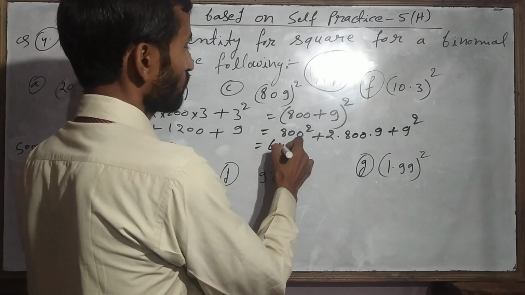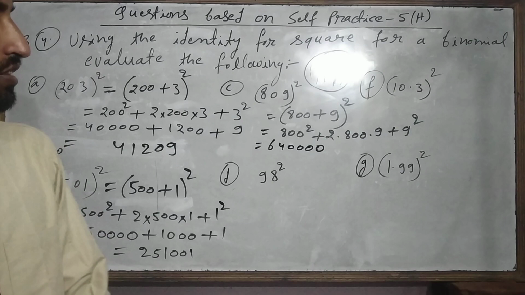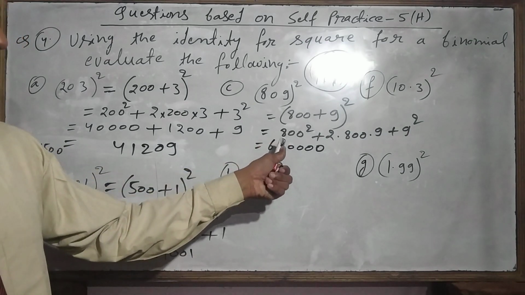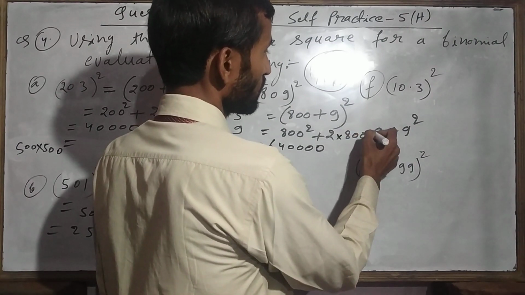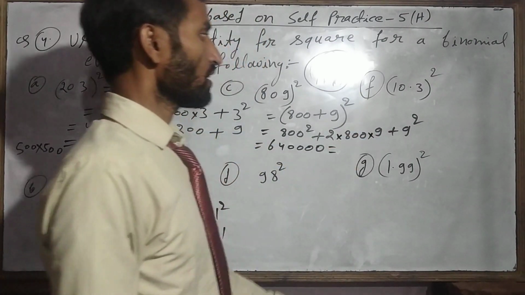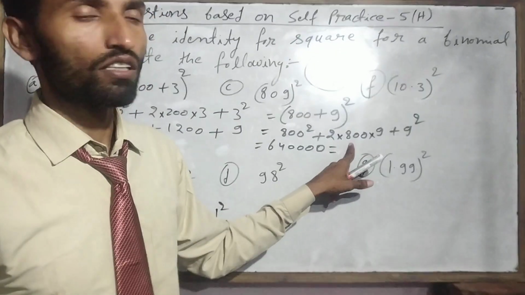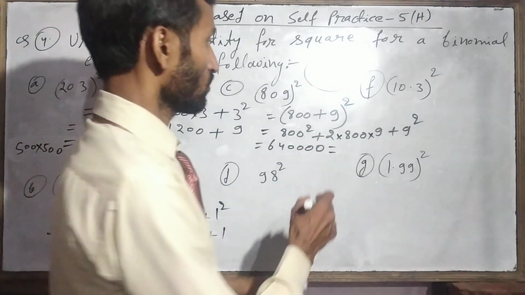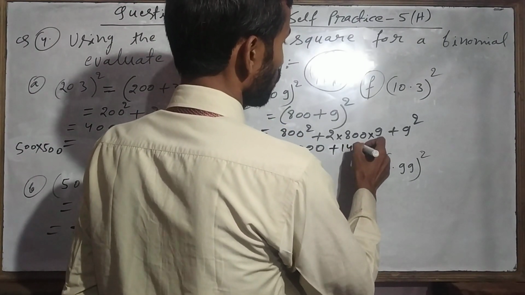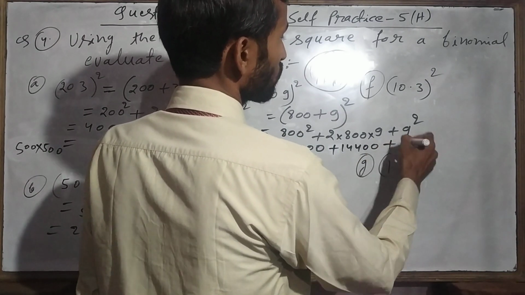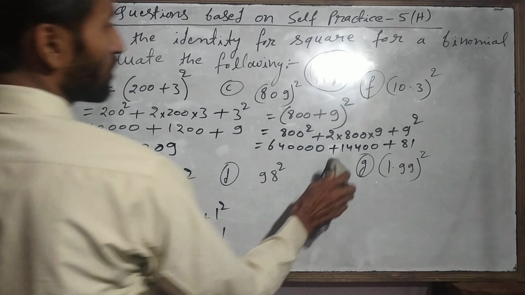64 means 6,40,000 it will come. 800 square means 6,40,000 plus... this one is not a point, this one is multiplication. Now you multiply, after then we will solve. So 9 8s are 72, 72 into 2 it will come 14400 plus 9 square means 81. So 9 square is equal to 81.